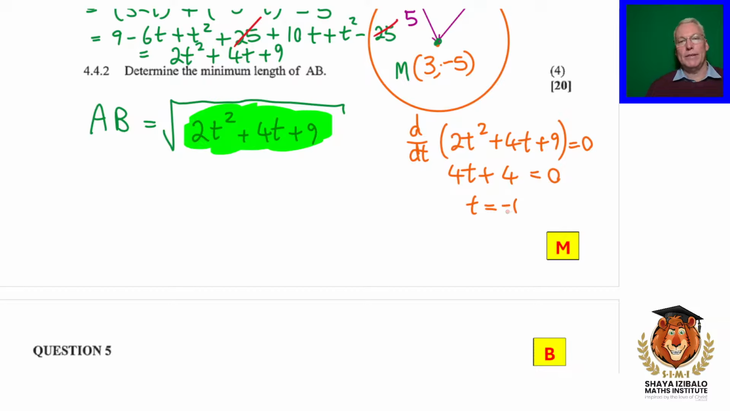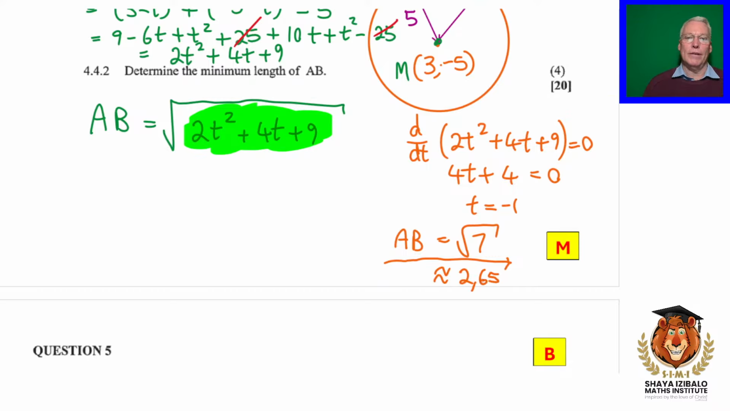And obviously if t is -1, all right, then we could work out the length of AB by putting -1 in here. And when we do that, we get 2 minus 4, which is -2, plus 9, which is 7. So AB is equal to the square root of 7. That is one way of doing it. All right, the square root of 7 is about 2.65.